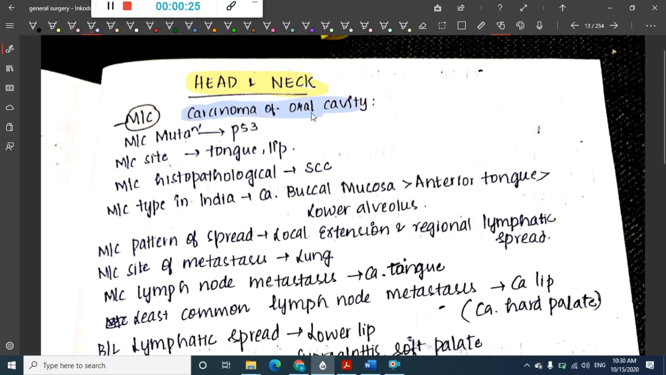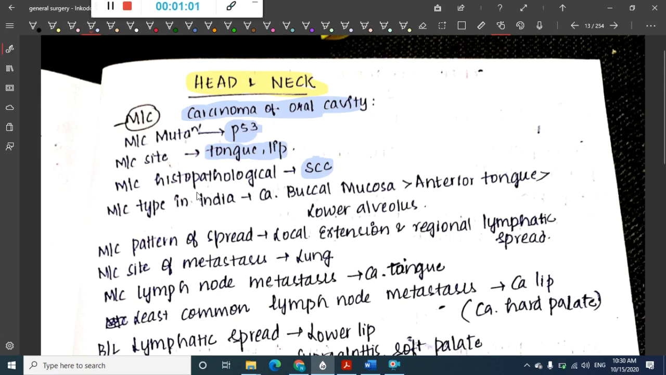Most common mutation associated with head and neck cancers is P53. Most common site of head and neck malignancy is the tongue, and lip is the most common site associated with head and neck malignancy. Most common histopathological type associated with head and neck cancer is squamous cell carcinoma.